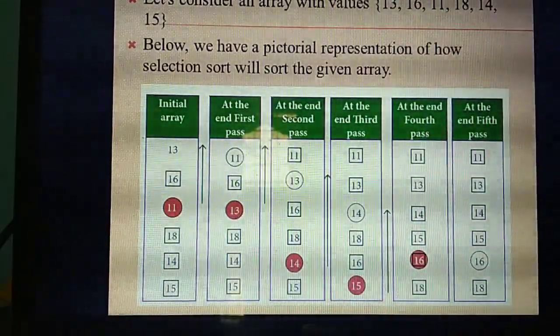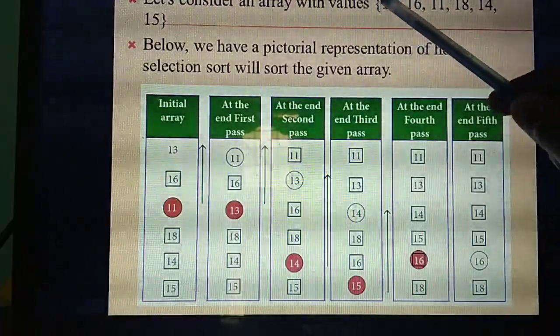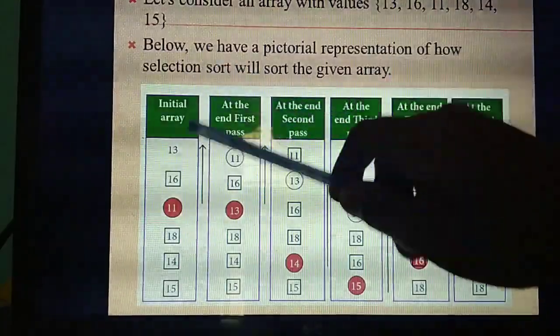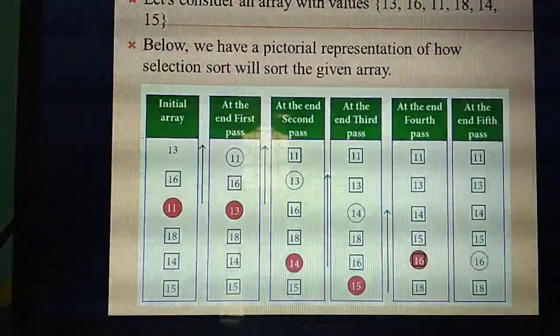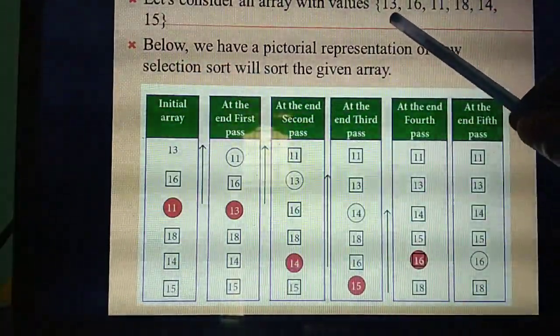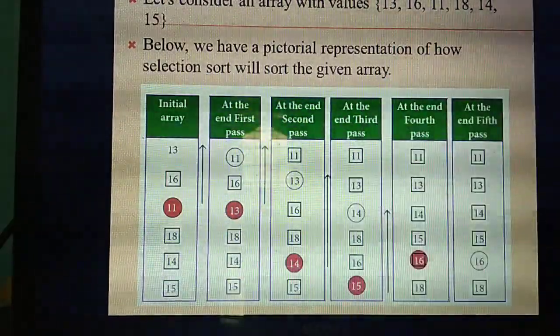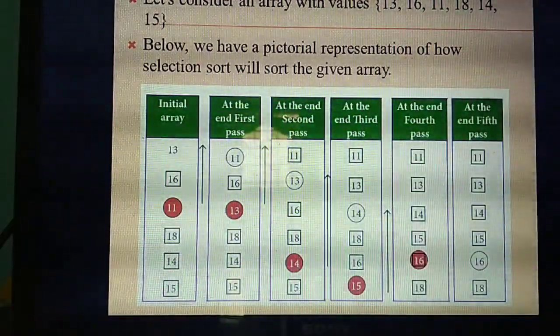Listen carefully. First you need to write the elements they have given, in that same order. So initial array means the starting array, with the same elements: 13, 16, 11, 18, 14. Likewise, you write these elements as the initial values.